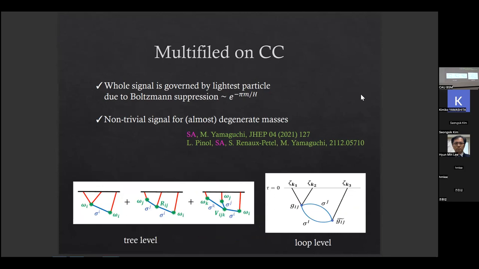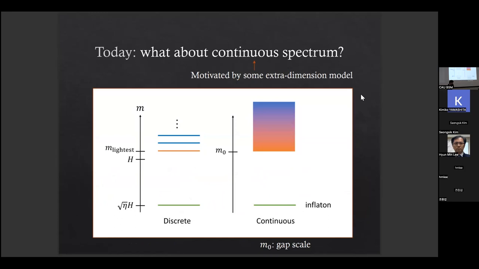Okay, so today I want to focus on a more interesting situation. The next question is, what about a continuous spectrum? This kind of continuous spectrum is motivated by some extra-dimensional models like clockwork or linear dilaton theory. As I said, the discrete case is the usual situation: even if there are many heavy particles, the lightest particle determines the whole signal. But my question is, what about the continuous situation? In the continuous situation, these modes may collectively affect the signal, and we may get a non-trivial signal.